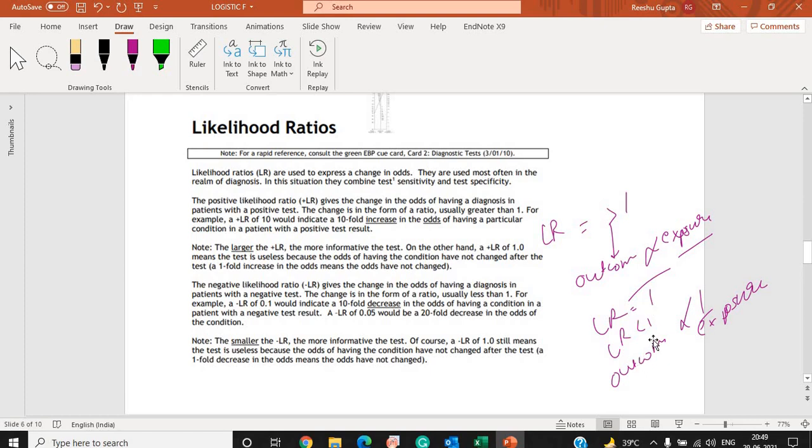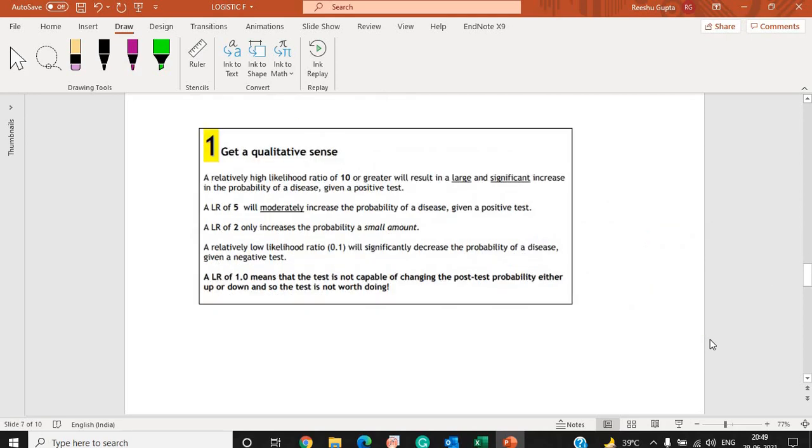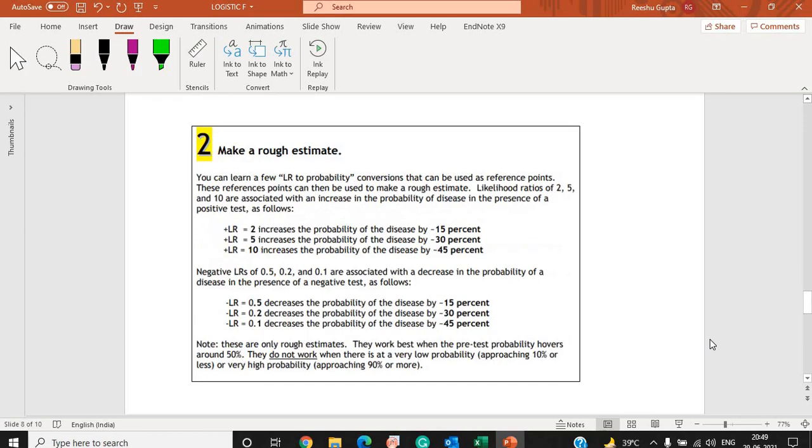And when LR is less than 1, it means the outcome has an inverse relationship with your exposure. This is just a qualitative sense. You can just ignore it as well. This is a rough estimate.